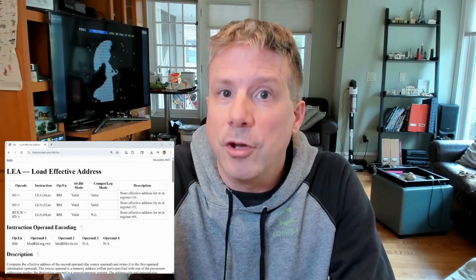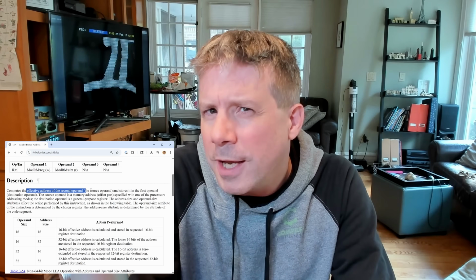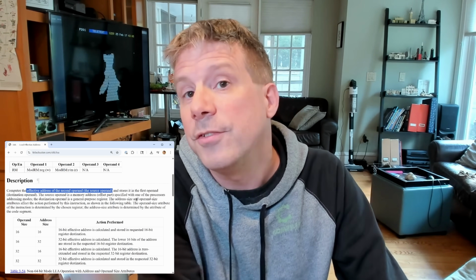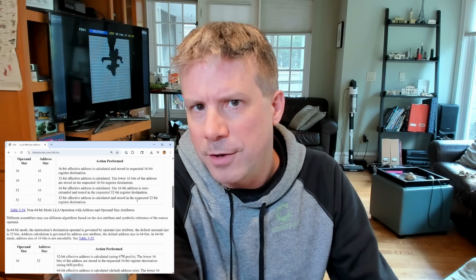So what is LEA? LEA is load effective address. It uses the x86's rather complicated addressing modes, but instead of accessing the memory at the operand, that is this complicated thing we'll talk about in a sec, it just says, well, what would be the address of that memory were I to actually access it. So it's a little bit like C's address-of ampersand operator.